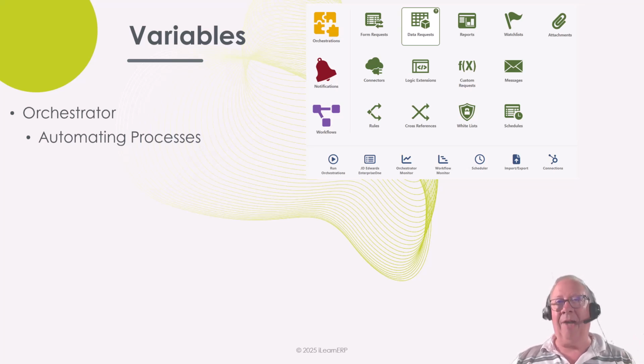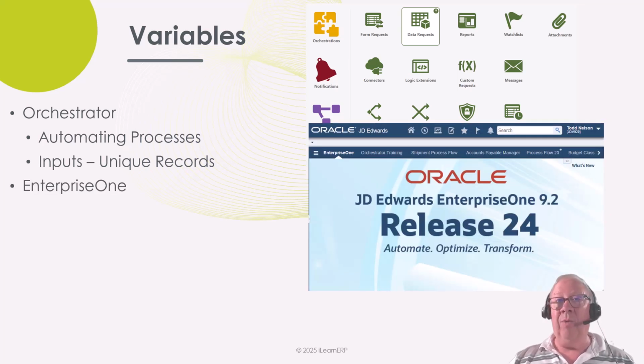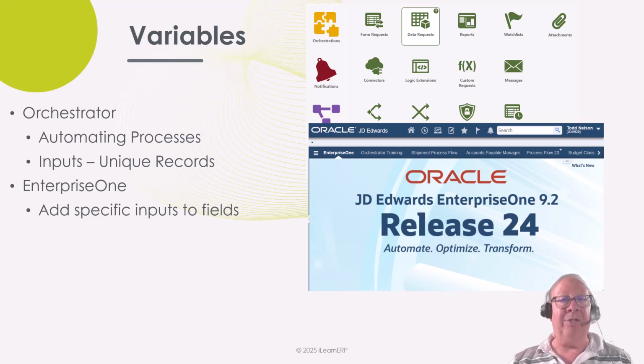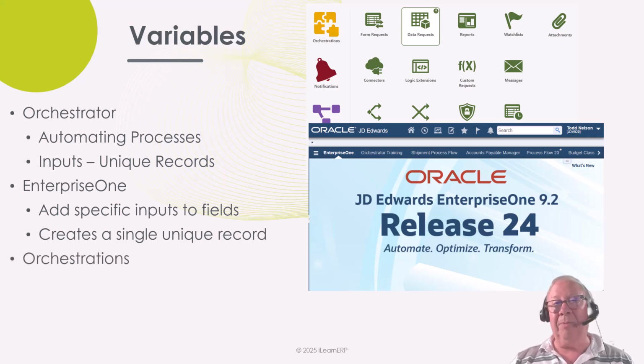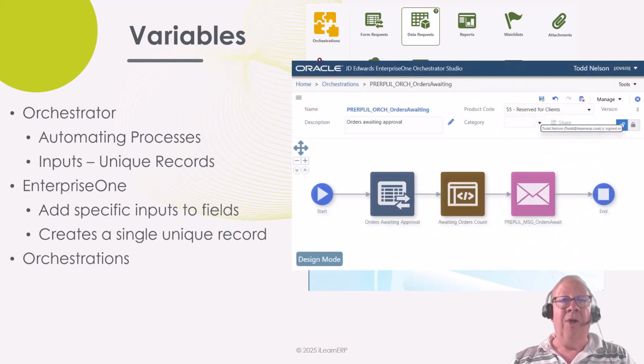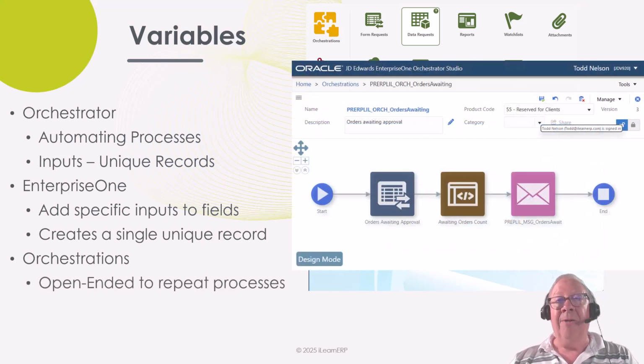Well, let's talk about the automation piece. The orchestrations that we build give us the ability to add inputs into a single orchestration and create many unique records. Inside of EOne, when we perform various tasks, such as creating new records, we add specific information into fields, such as item numbers, address book numbers, and account numbers, but they are specified to each record that is entered. Now, the orchestrations that we create need to be open-ended or flexible so that they perform those EOne processes over and over to create unique records. So we use variables to help accomplish this task.